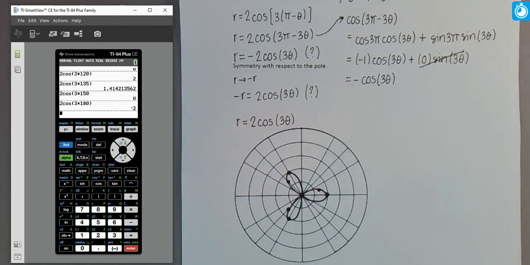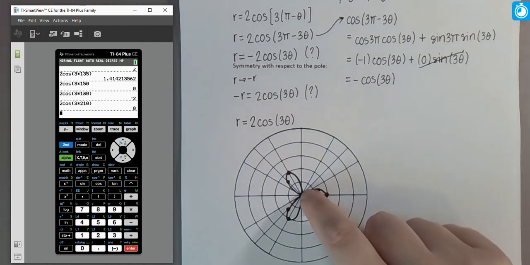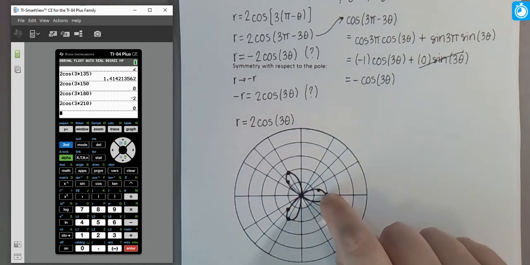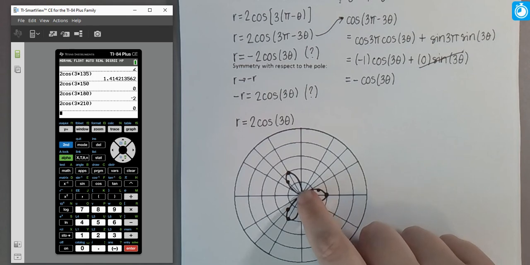So if we continue to rotate, what's going to happen? So the next angle would be 210. So 2 times the cosine of 3 times 210 degrees. So that's going to take us to 0, which is just rotation back where we started. So we completed the loop and then we keep rotating.